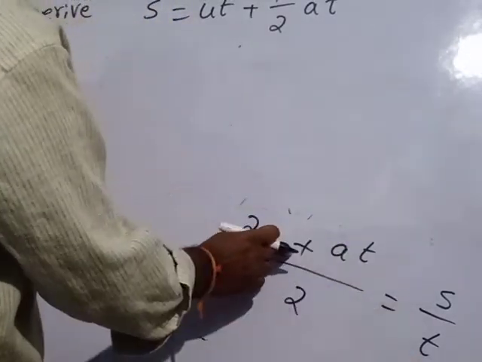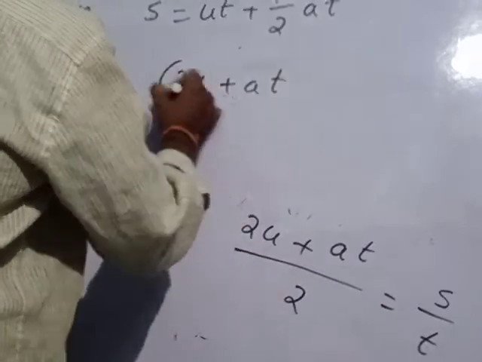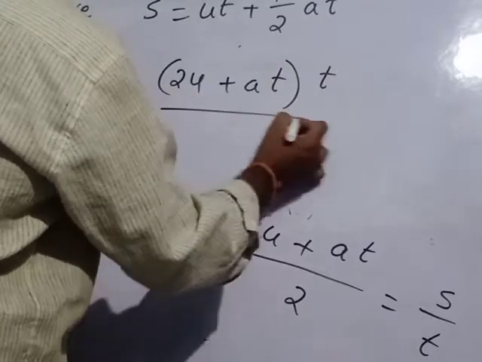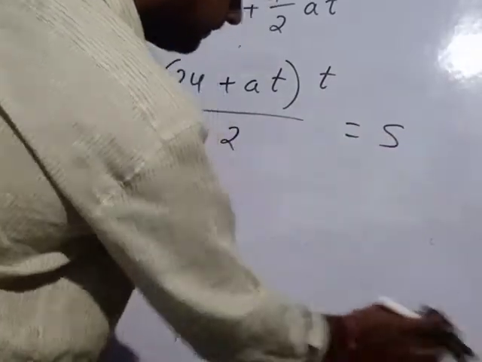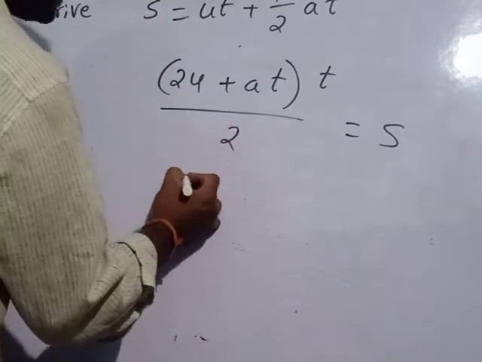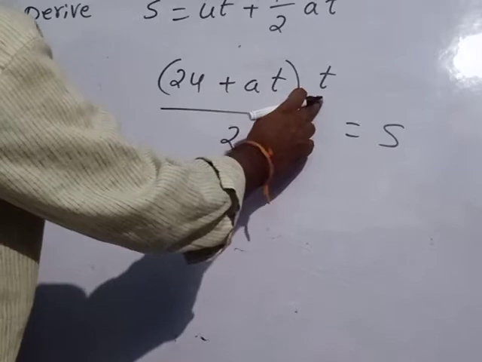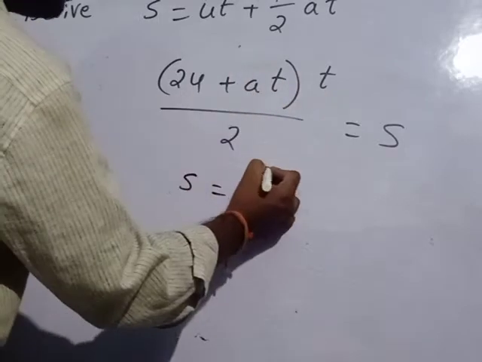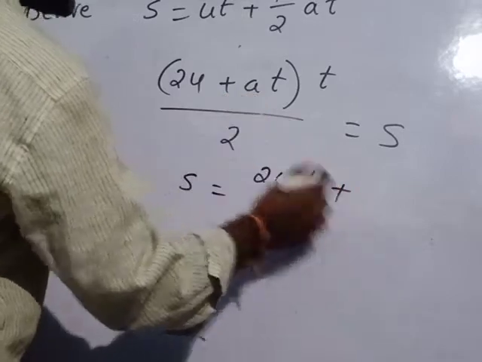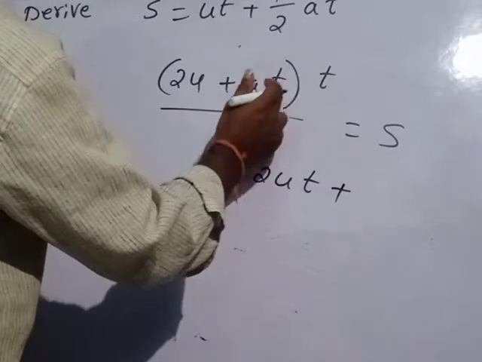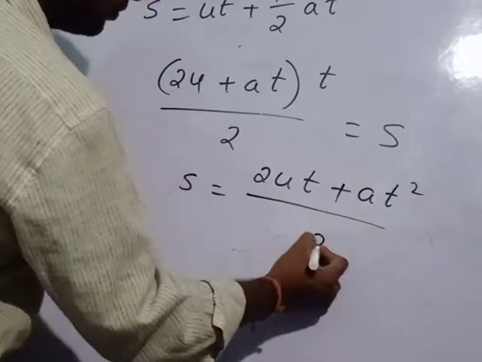Transfer T to this side. Now (2U plus AT) into T whole by 2 is equal to S. Clear? You want S, so S is equal to, now this is binomial into monomial. So T into 2U, 2UT, T into AT, plus AT into T means T into T, T square. So AT square by 2.